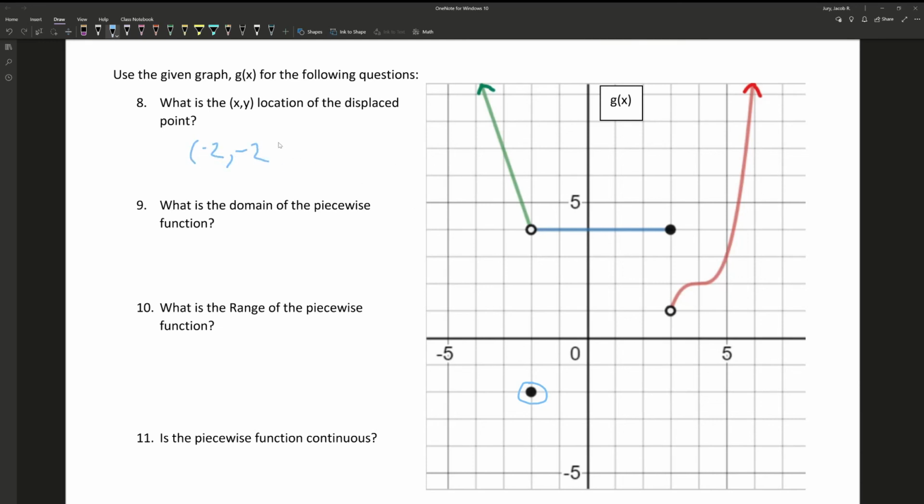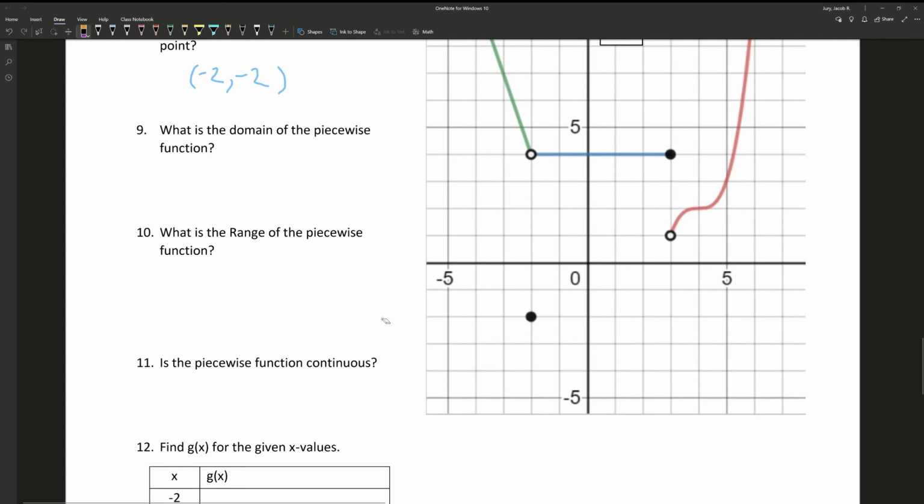And you can see how it's removed away from the rest of the function. So it's not a hole, it's not an endpoint, it's nothing like that. It's a displaced point. And so what I'm going to do for the rest of this is work through it really quickly and show you what I got for my answers.